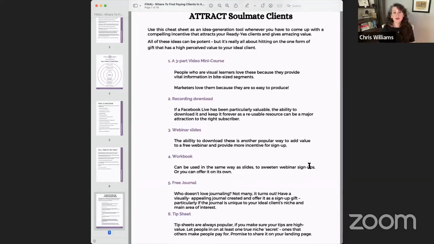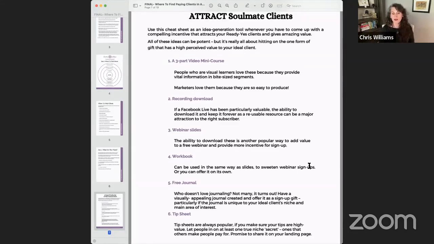All right. So this is a cheat sheet. I want you to think about this as an idea generation tool whenever you have to come up with a compelling incentive that is going to attract your readiest clients and give amazing value. Now, remember, this is something that we want to use to attract our people in the slow lane or in the fast lane. I have many people that are in the fast lane that love my freebies, that love the value, and they will download them multiple times. And that's great. Happy to do that. That's what I create them for. These are not for the people who don't believe that they have a problem. So we want to remember that when we're creating it.